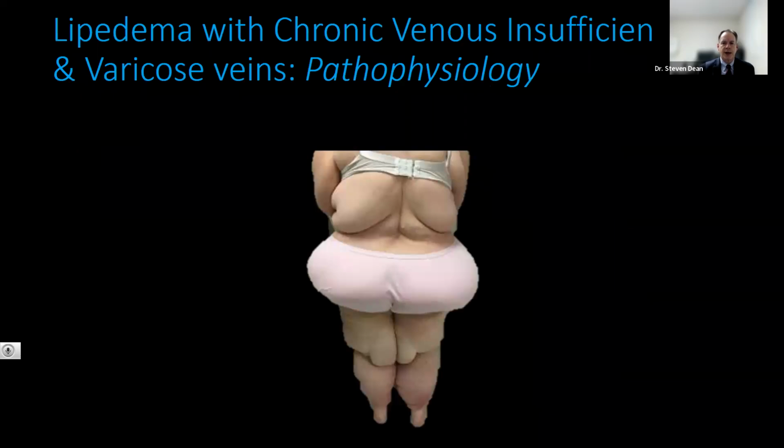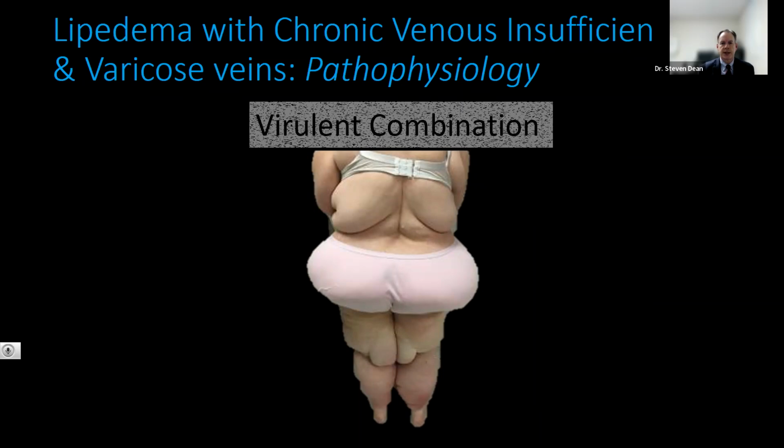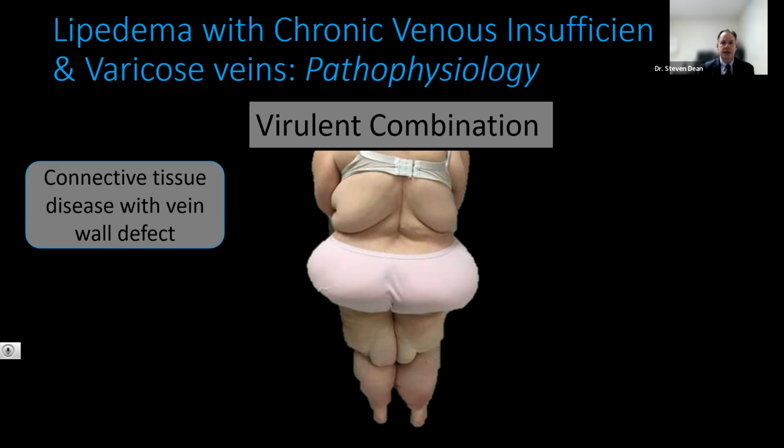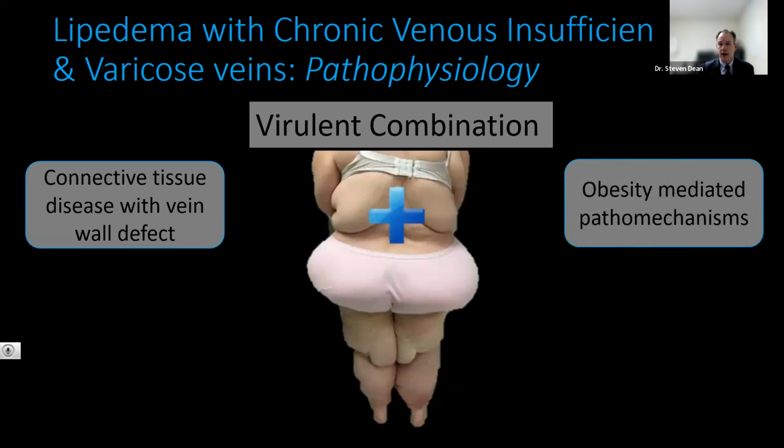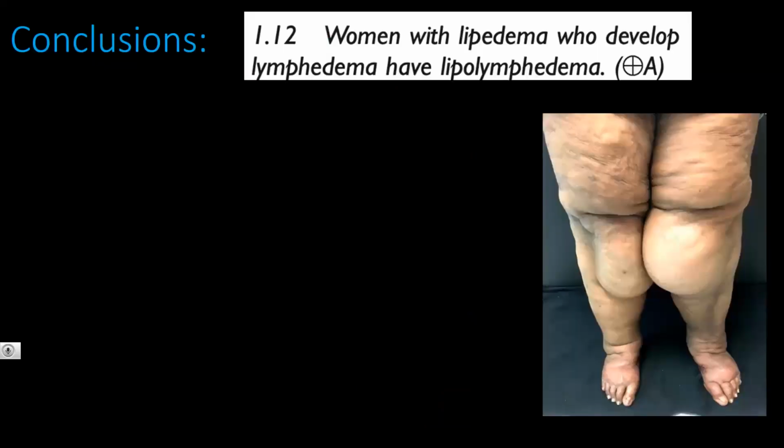Just to wrap things up on the pathophysiology of lipedema with chronic venous insufficiency, I think really what we're witnessing here is a virulent combination of this intrinsic or congenital connective tissue disease with a vein wall defect in the setting of obesity. I mean, 90% of your lipedema patients are obese, and so you have to account for the obesity-mediated pathomechanisms as well. So it's both of these things.